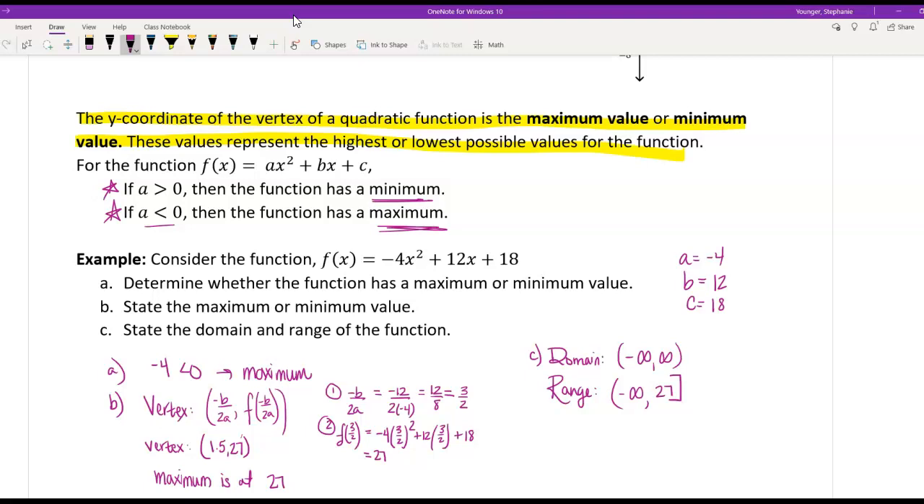All right, so we have talked about graphing quadratics. We used a table. We looked at that vertex. We looked at the axis of symmetry, the max and min, the domain and range, and even that y-intercept.